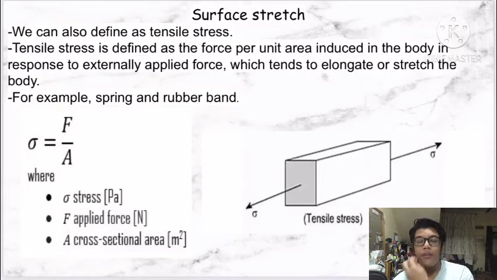Next, I will talk to you about the surface stretch. Surface stretch can also be defined as tensile stress. Tensile stress is defined as the force per unit area induced in the body in response to externally applied force, which tends to elongate or stretch the body. For example, a spring and also a rubber band. Regarding the formula, tensile stress is force over area.